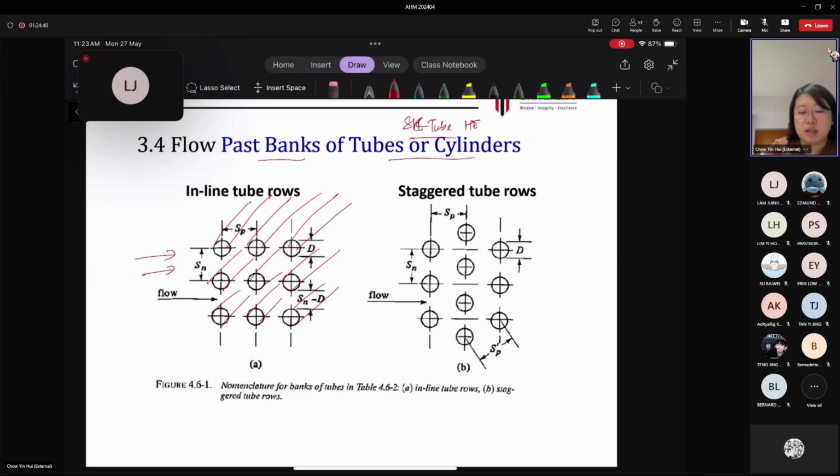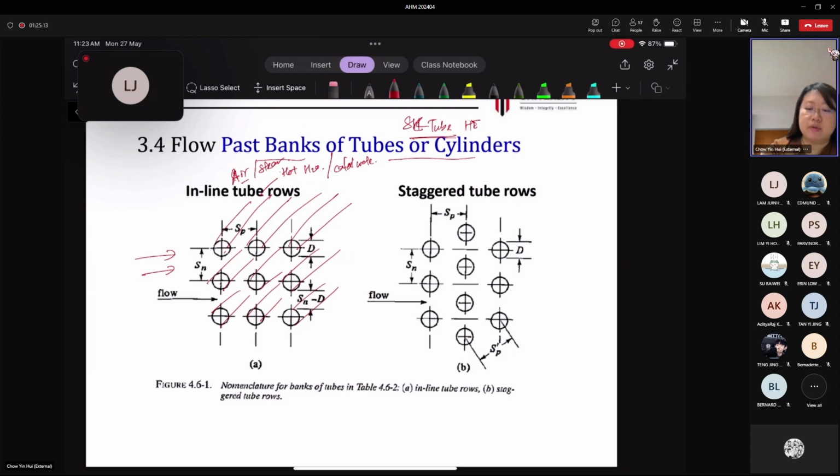Now, in this example for shell and tube heat exchanger, it could be, for example, hot water flowing past this tube here, used to heat up maybe air or gas that flows past it. Or it could be the case where cold water is used to cool down maybe hot air, or maybe steam. All right, so these are some examples of flow past banks of tubes.